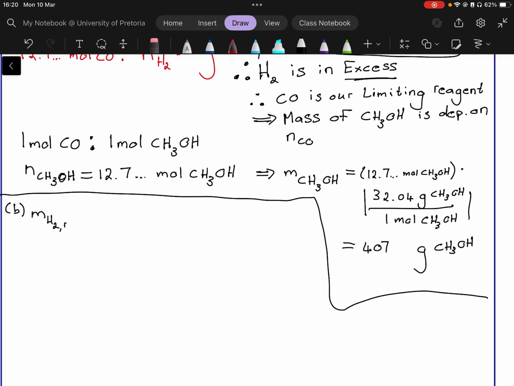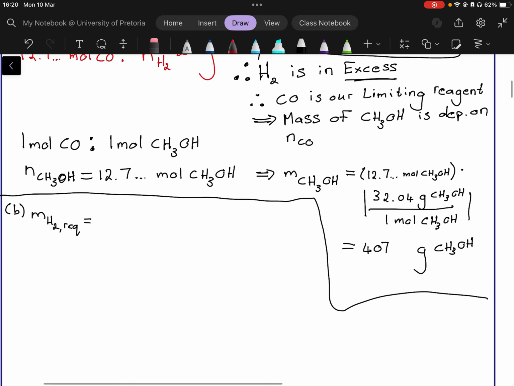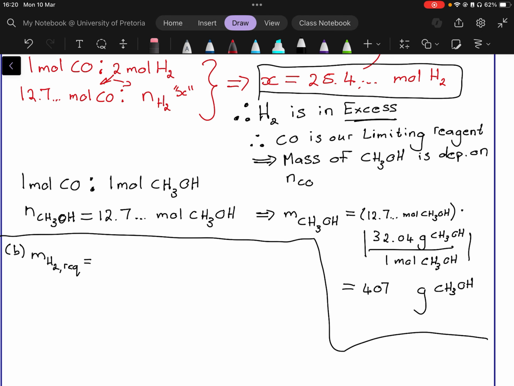You can call it required if you would like, because that would then be the number of moles multiplied by the molar mass. Sometimes I just have to check myself. So it would be 25.4 and some numbers, mole H2, multiplied by the molar mass, which is 2.016 gram H2 per 1 mole H2.